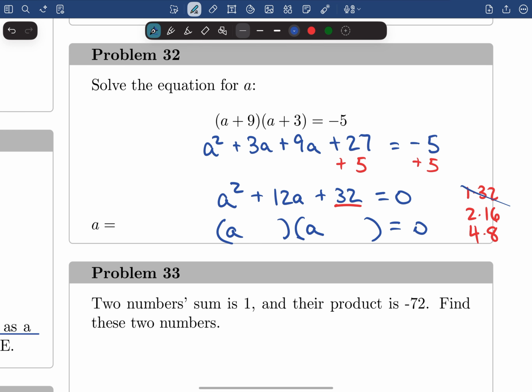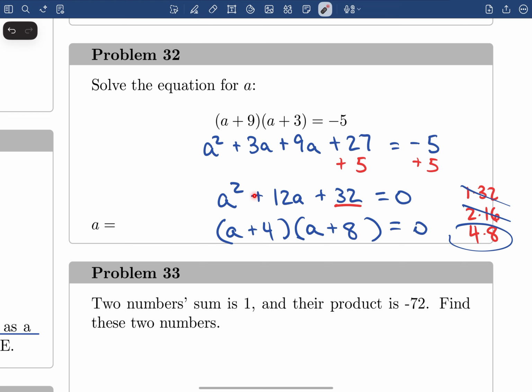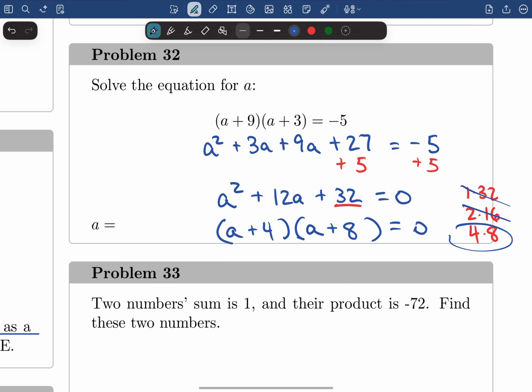2 and 16 don't sum to make 12. But 4 and 8 do sum to make 12. We have found the factors that work. So I put a +4 and a +8 here. I didn't have to play with negatives because this was a plus-plus situation. Right? And so now since this quadratic is set equal to 0, I can solve for the variable a. And I can say that a equals -4 and a equals -8.